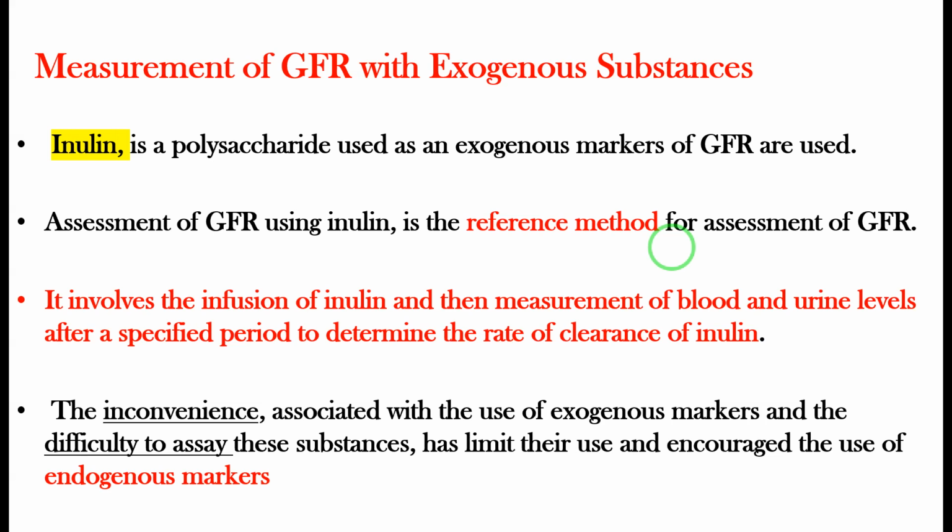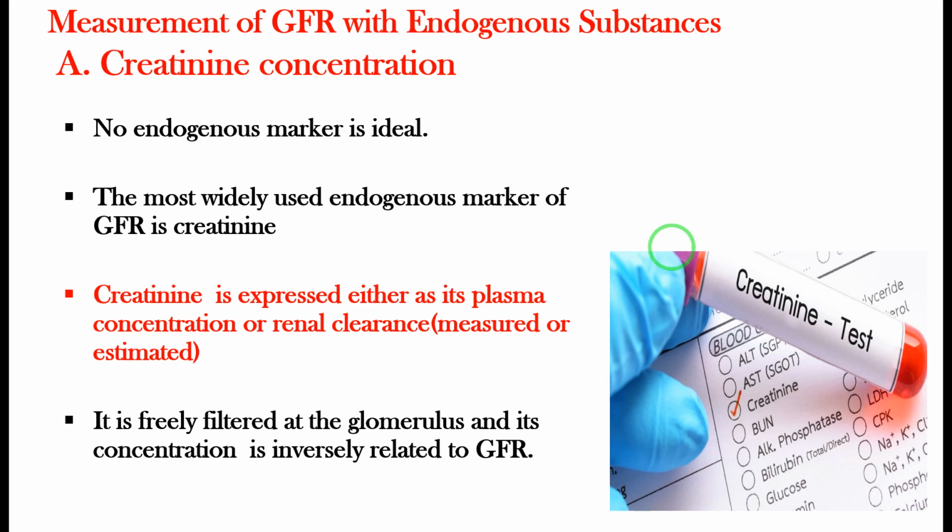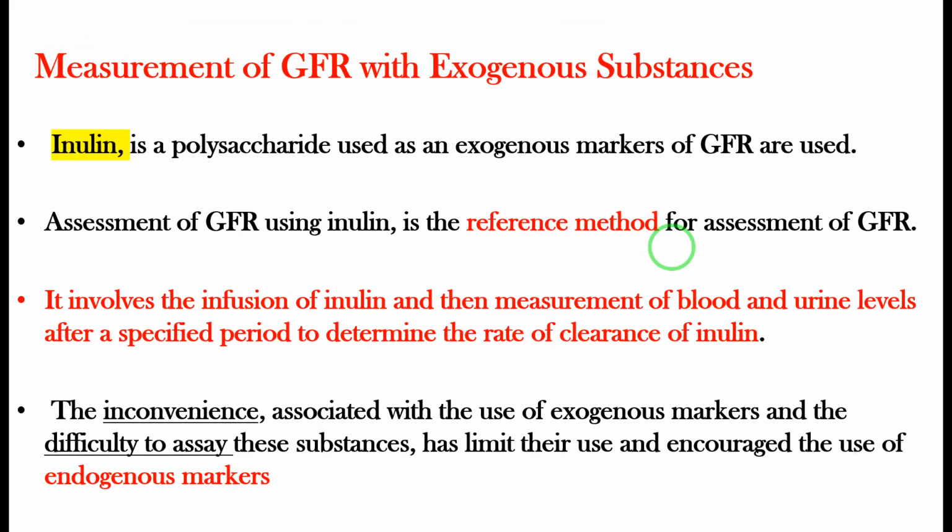It includes the infusion of this exogenous substance at a constant rate inside the circulation, and then at a constant period of time, we will measure the concentration of inulin in the blood and the concentration of inulin in the urine after a certain period of time. And then, according to the concentration, we will calculate the rate of the clearance of this substance.